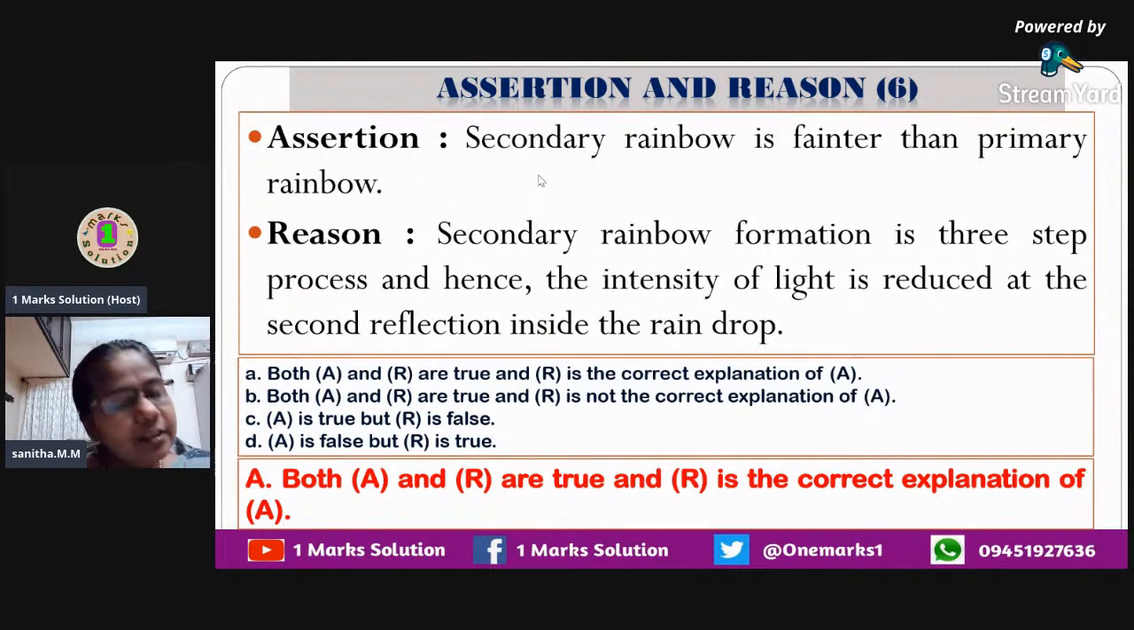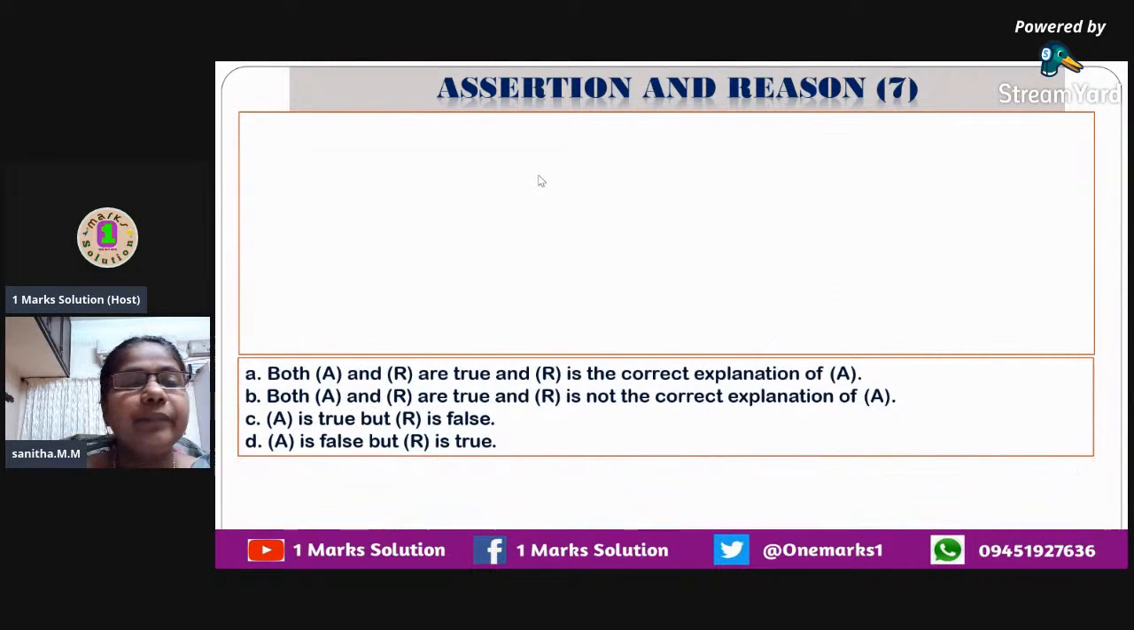Right? The intensity will be reduced. That is why we can say it's fainter. So the answer is absolutely correct. What is it? A. Now let us move on to the next one.